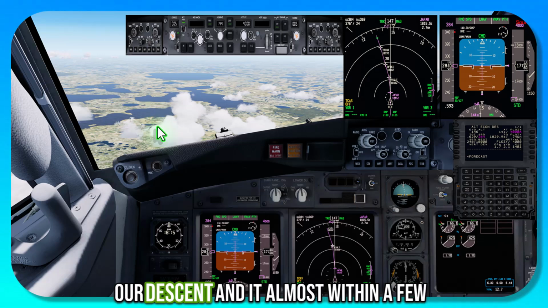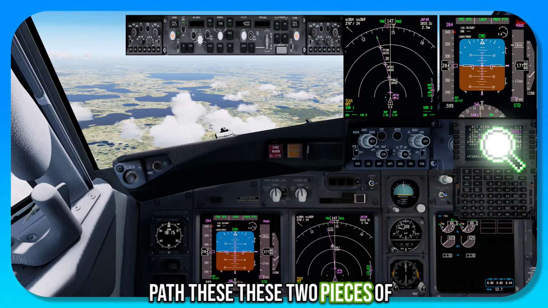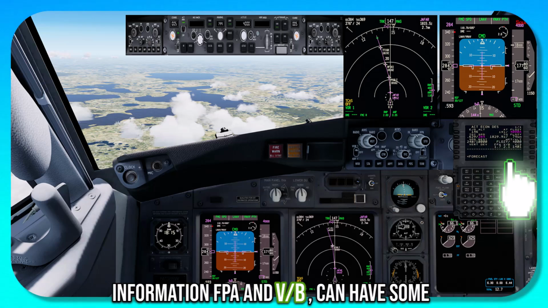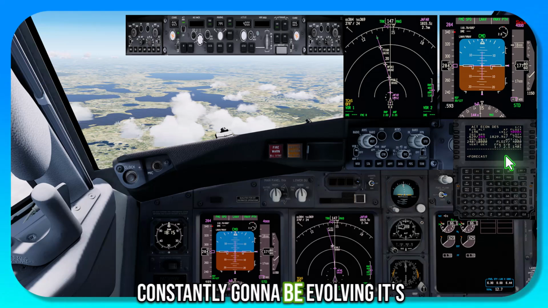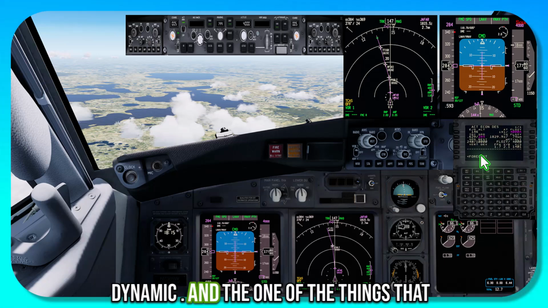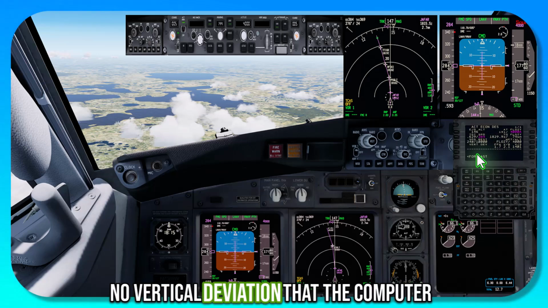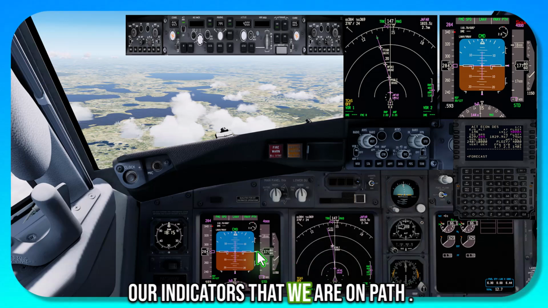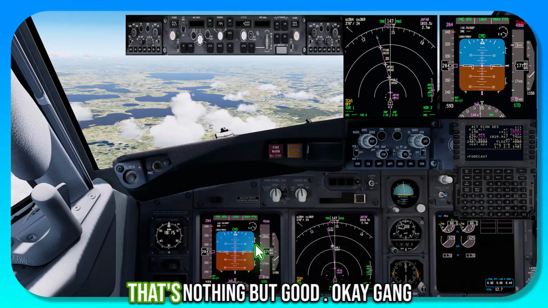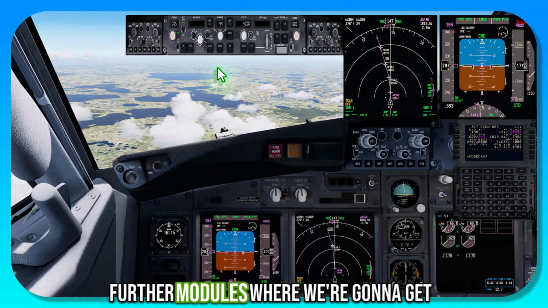We've started our descent, and within a few seconds it has gotten pretty much right on path. These two pieces of information, flight path angle and vertical bearing, can have some separation like it does now, but it's constantly going to be evolving. It's dynamic, and one of the things that we can see that's most important is we have no vertical deviation that the computer is sensing, and we can see right here on our indicators that we are on path. That's nothing but good.